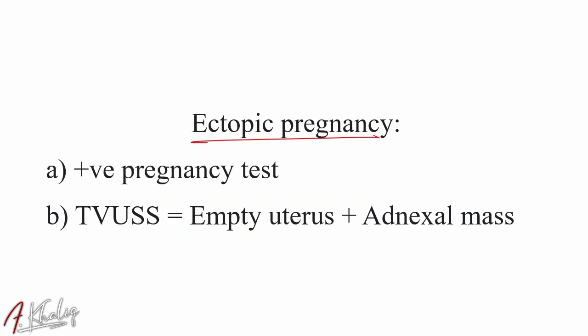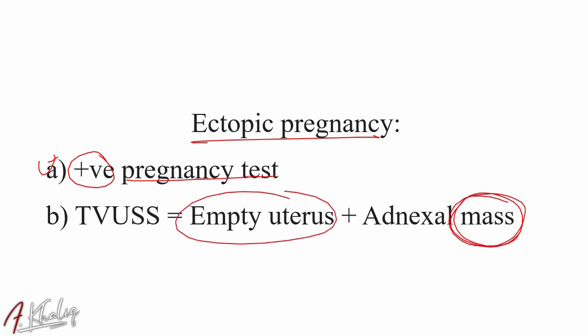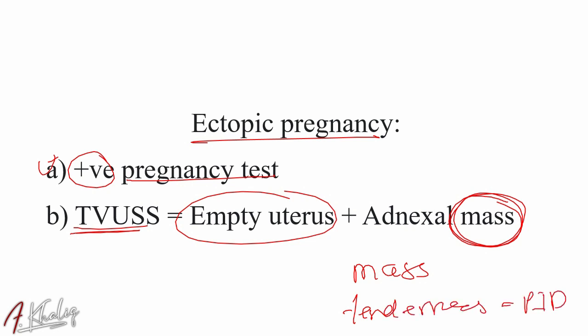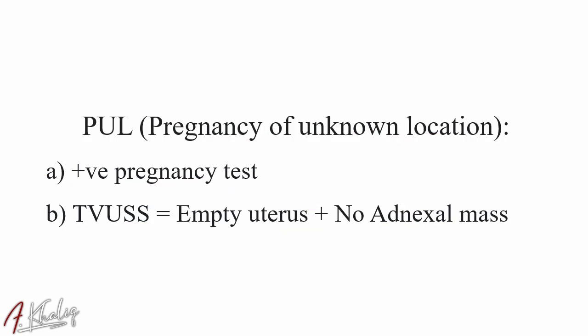Ectopic pregnancy is defined as a positive pregnancy test, and you're going to see empty uterus and adnexal mass on the transvaginal ultrasound sonography. Now, this is very important. This is adnexal mass. If you see the adnexal tenderness, this is going to be pelvic inflammatory disease, which is a main differential for this ectopic pregnancy. What is pregnancy of unknown location? You have a positive pregnancy test, you got the empty uterus, and there's no adnexal mass on the transvaginal ultrasound sonography.